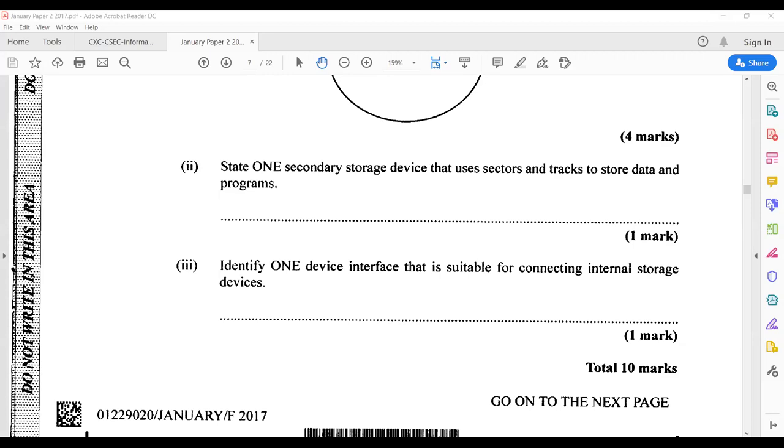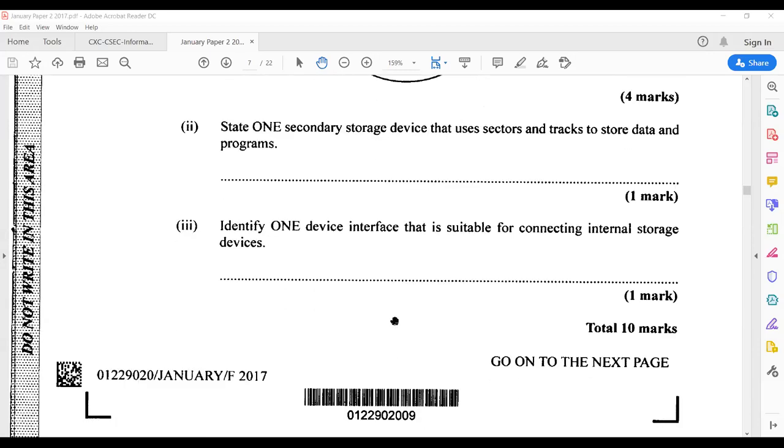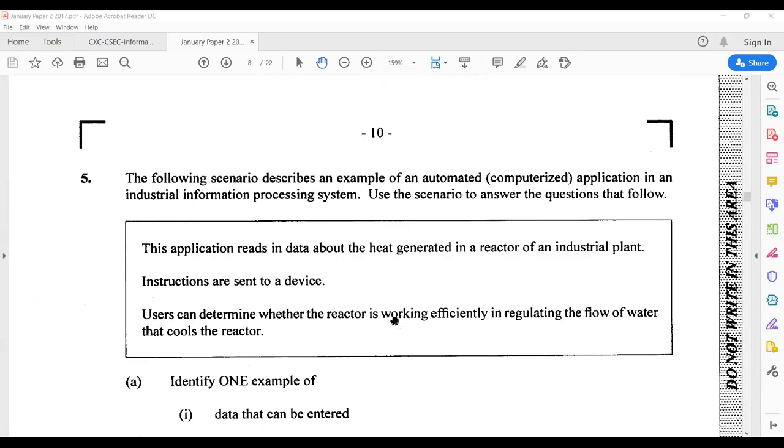SATA is an internal interface. Another internal interface is what? What was used before SATA? IDE. Correct. Yes, Nicholas. IDE, right? So IDE is an internal interface. SATA is an internal interface, right? SCSI, SCSI is another one. So any one of those would have been correct. Okay. So that question there was worth another 10 marks.